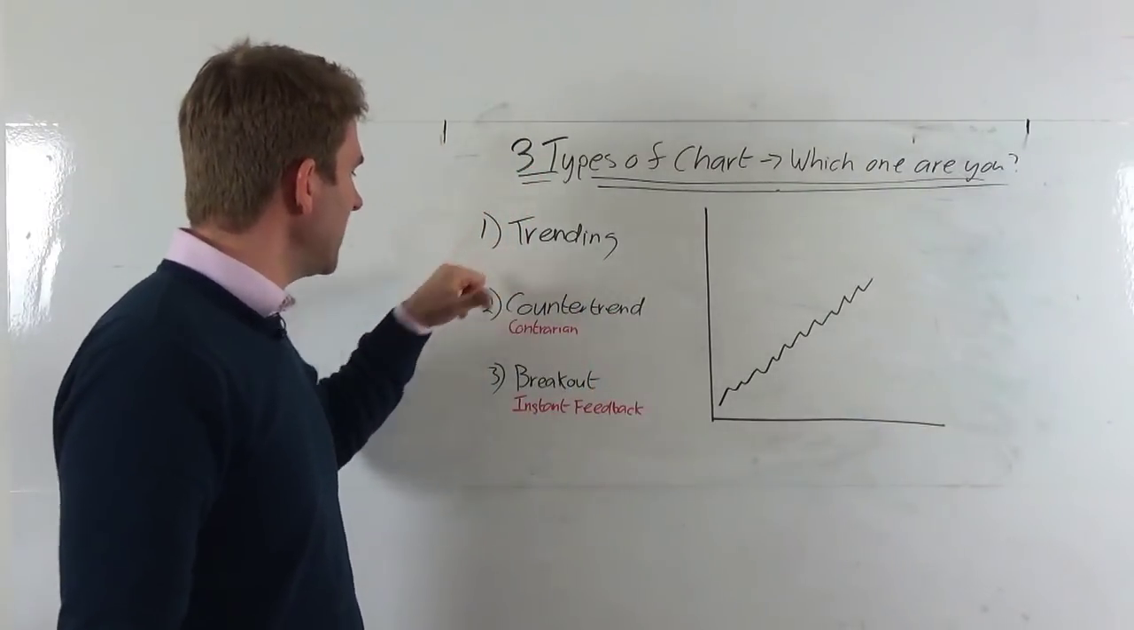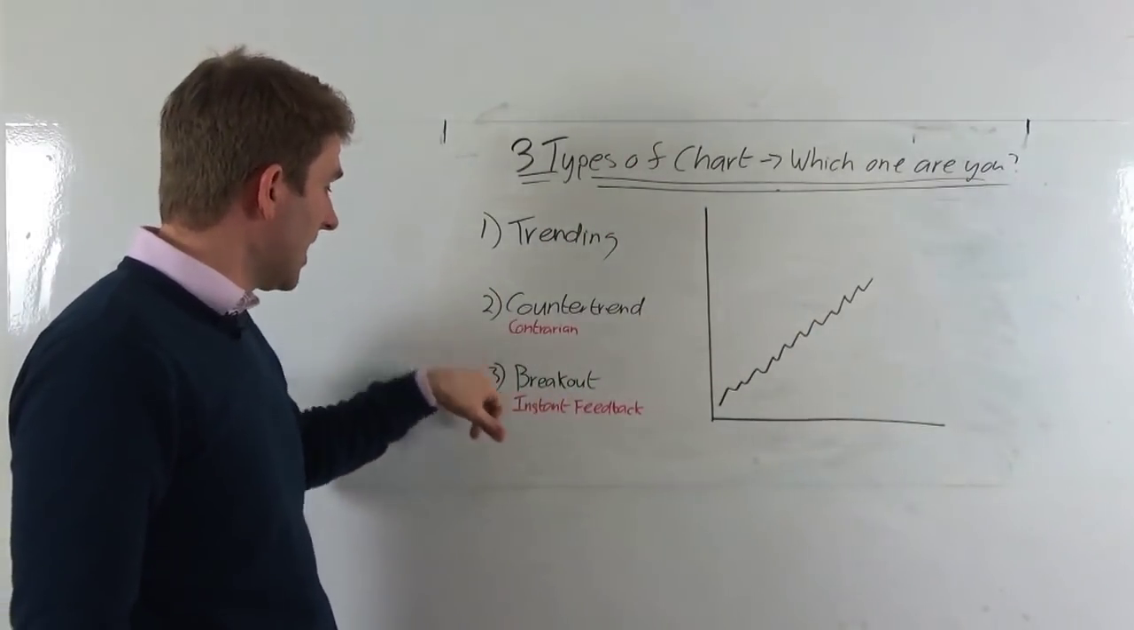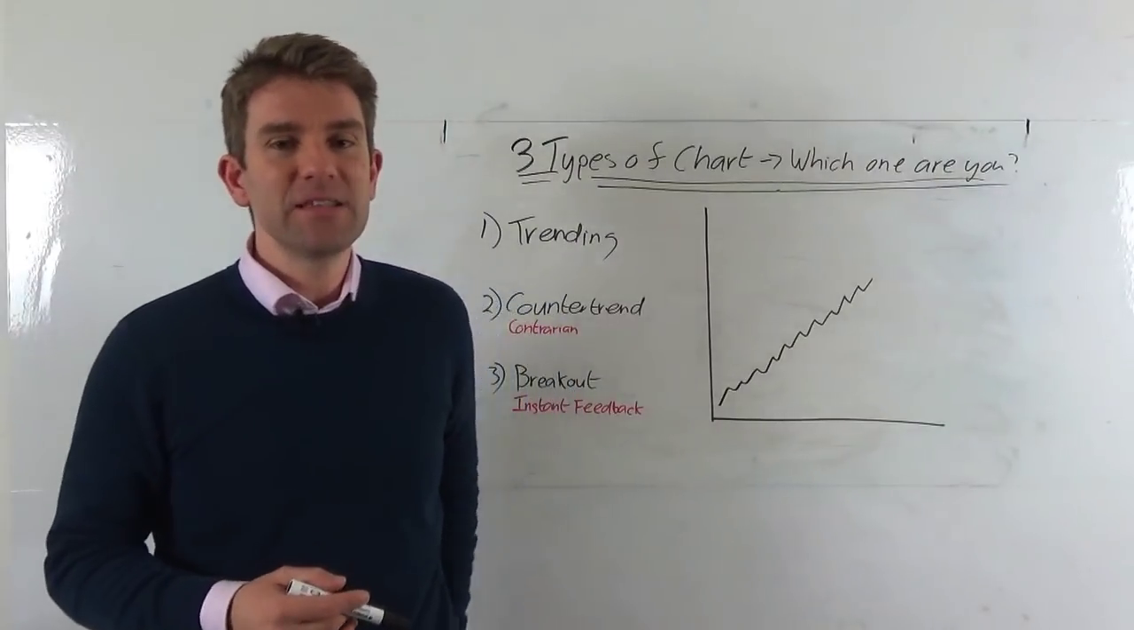The first one we've got is trending. Second one is a counter trend trade, and I'll show the chart type of that in a second. And three is breakout. And I'll explain in a moment why I've split these up into these different categories.